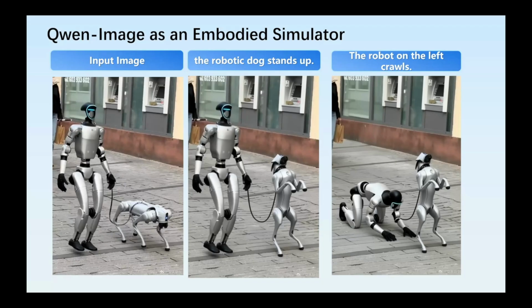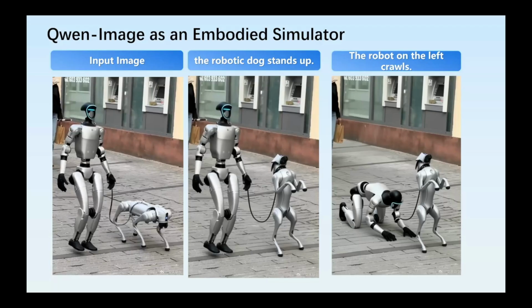What makes this powerful is that Queen Image does not just generate isolated poses. It understands agent-to-agent relationships, physical constraints, and environmental context. It simulates not only what each agent does, but how they interact, even when those interactions are novel or untrained.